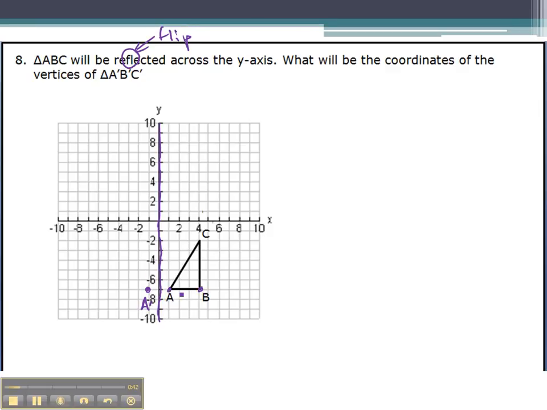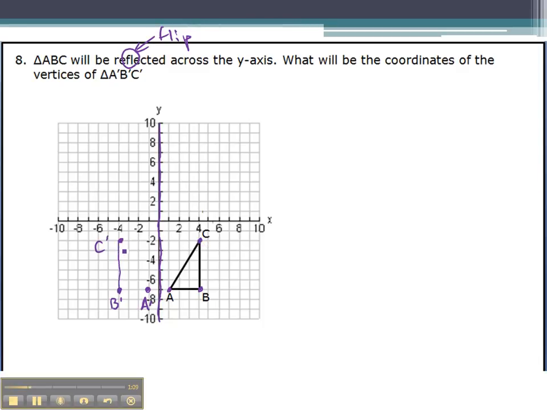Vertex B is 4 spaces away, so it'll be 4 spaces away from the axis on the other side when we flip it over. That's B prime. And vertex C is 4 spaces away from the axis, so it'll be 4 spaces away on the other side of the axis, C prime. Notice that the y coordinate has not changed. C was at -2 in y, it's still at -2. But the x coordinate changed from 4 to -4.